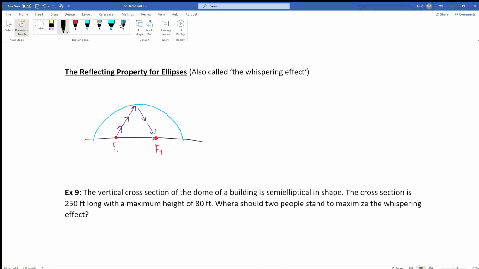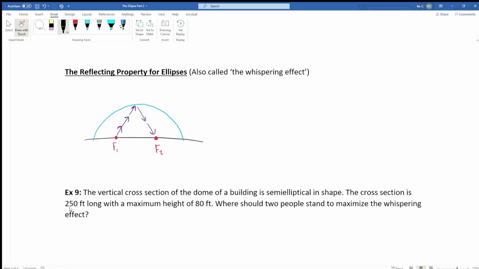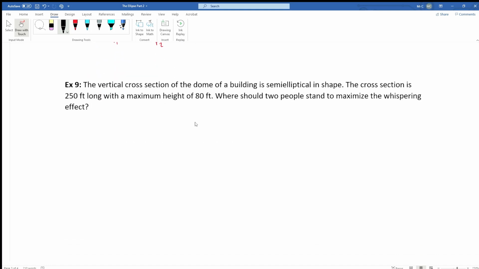All right, so let's put that into place. Let's use that. The vertical cross section of the dome of a building is semi-elliptical in shape. The cross section is 250 foot long with a maximum height of 80 feet. Where should two people stand to maximize the whispering effect? So that's what we call this reflecting property for ellipses, the whispering effect. So this just means find the foci.